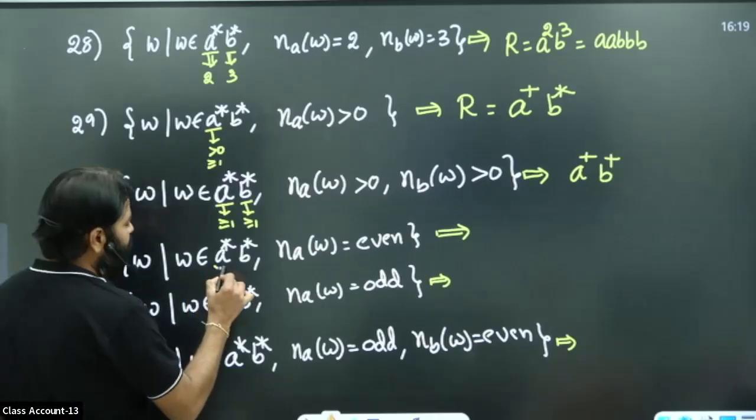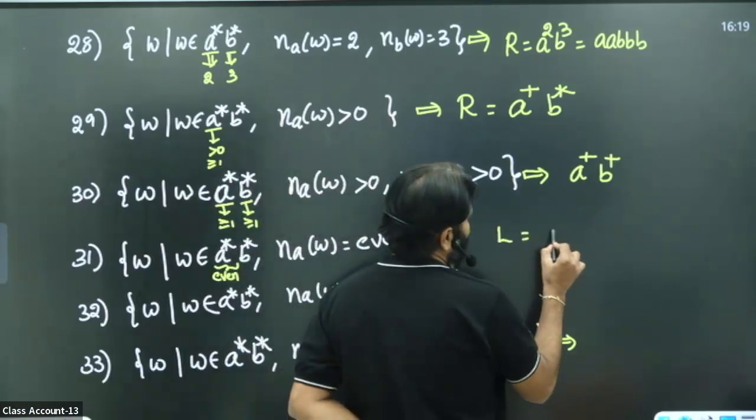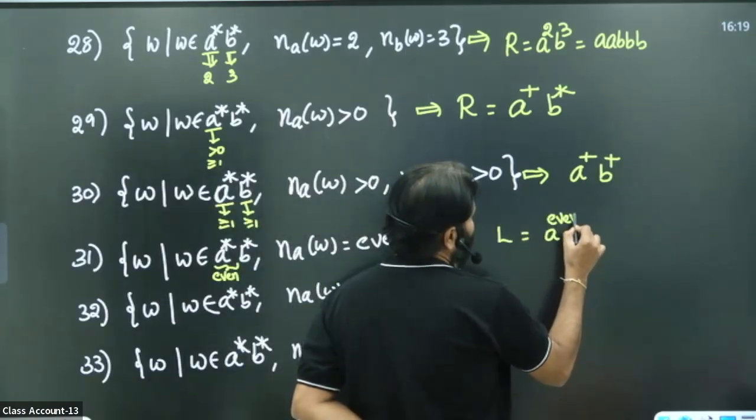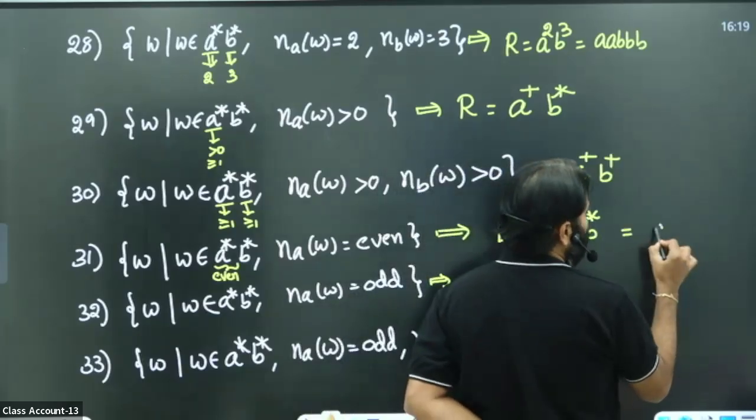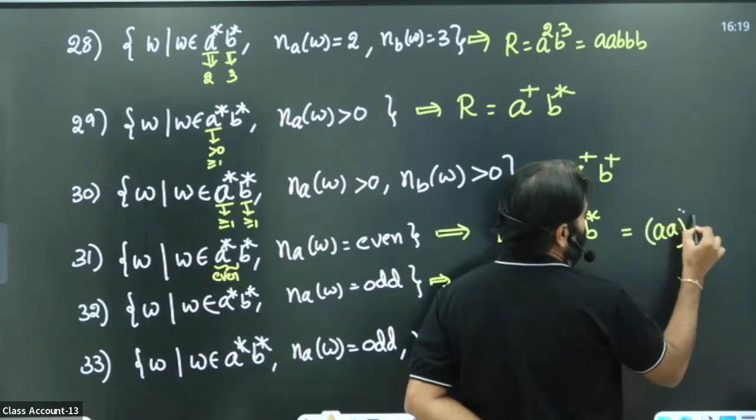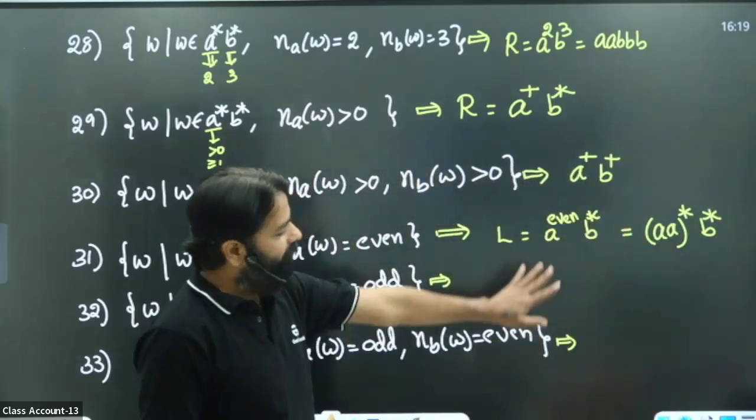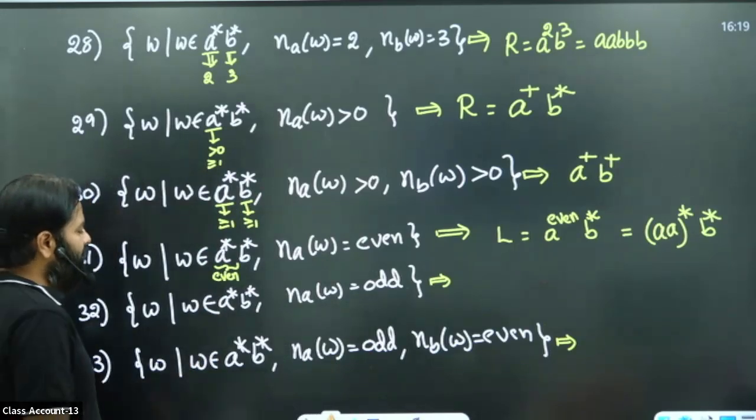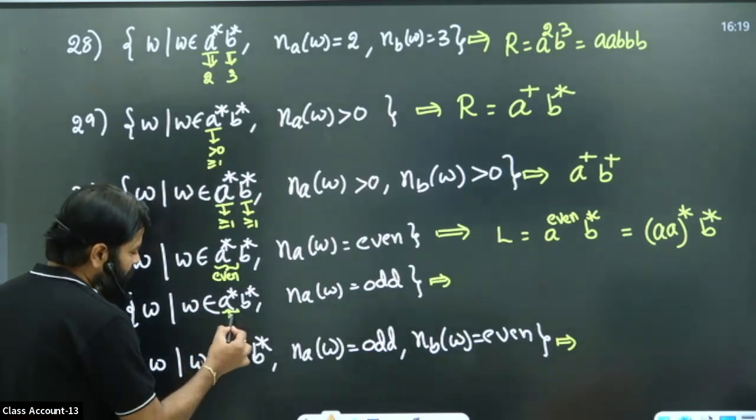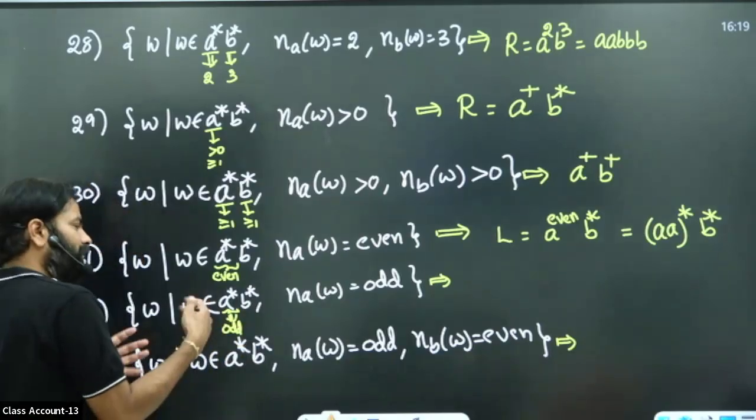A's is even. How do you write even A's? Like A power even, B star. But A power even, how do you represent in the expression? Double A whole star. Because B's are coming after the A's, we don't have any difficulty there. And number of A's is odd, and B's we don't have a restriction, so B's can be any.